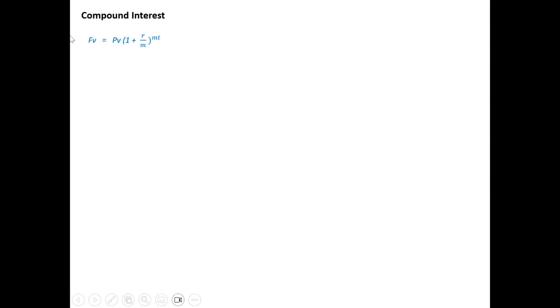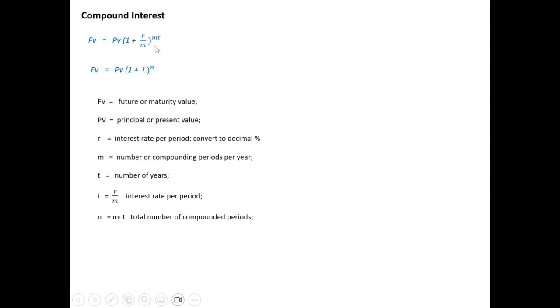Now, let's do a compound interest problem. This is a formula for compound interest, but it's easier to use the second formula, FV equals PV times 1 plus I to the N. If you notice, guys, I equals R over M, and N equals MT. And here it tells you what everything is. The FV stands for the future value or maturity value. The PV stands for the principal or the present value.